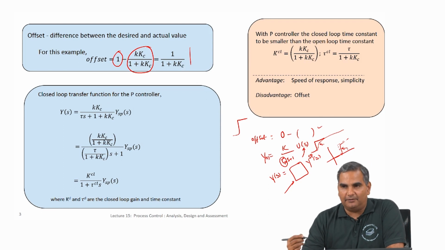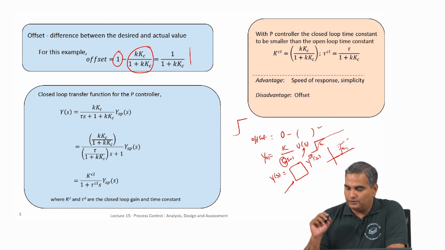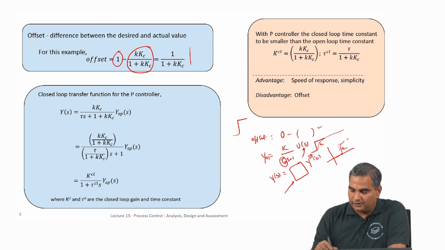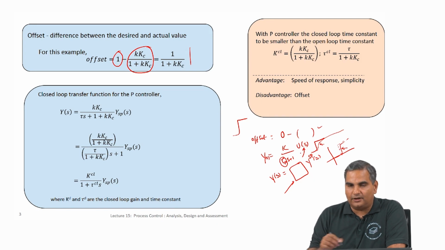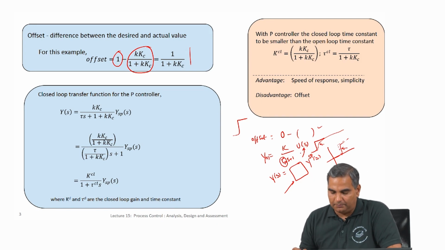This is standard terminology that is used, but I just want you to remember that the inputs are different. So when we talk about an open loop time constant, we are talking about u, and when we talk about a closed loop time constant, we are talking about y set point. So that is something to keep in mind.